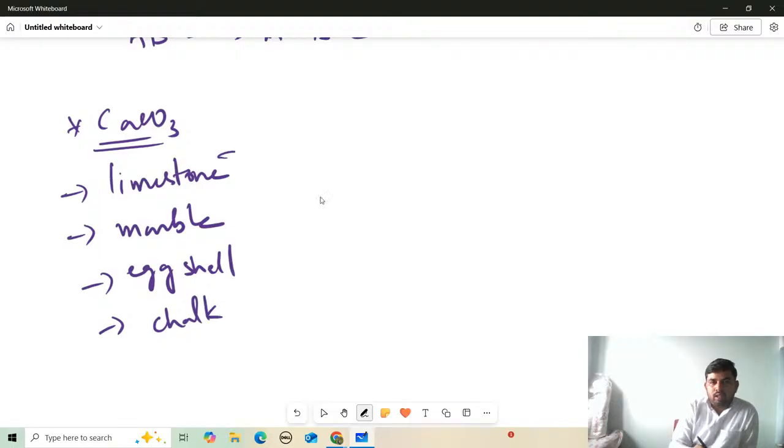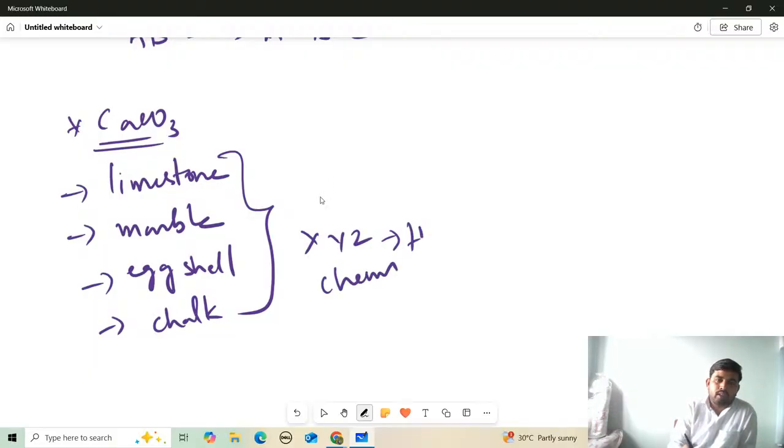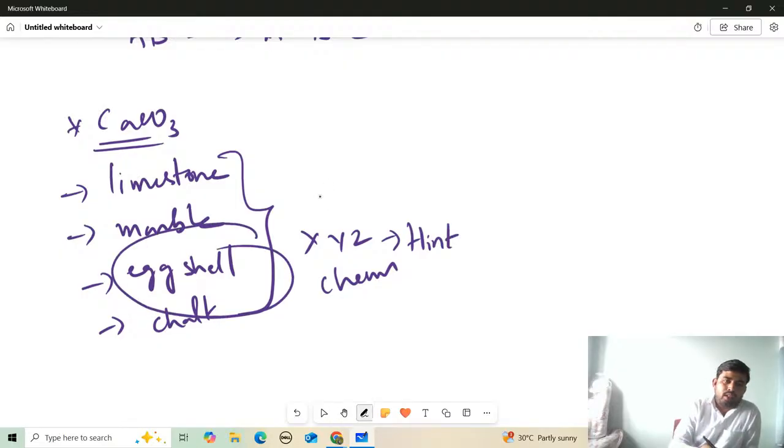Just remember, generally in chemistry there are XYZ questions. If they ask XYZ questions, they'll give a hint, like this: suppose eggshell is added to dilute HCl. I will ask you to discuss that anyway.